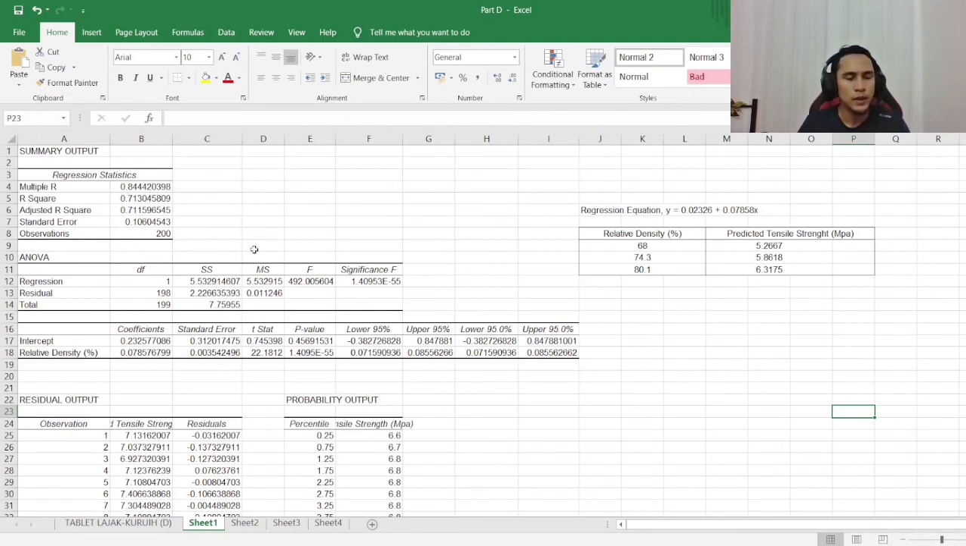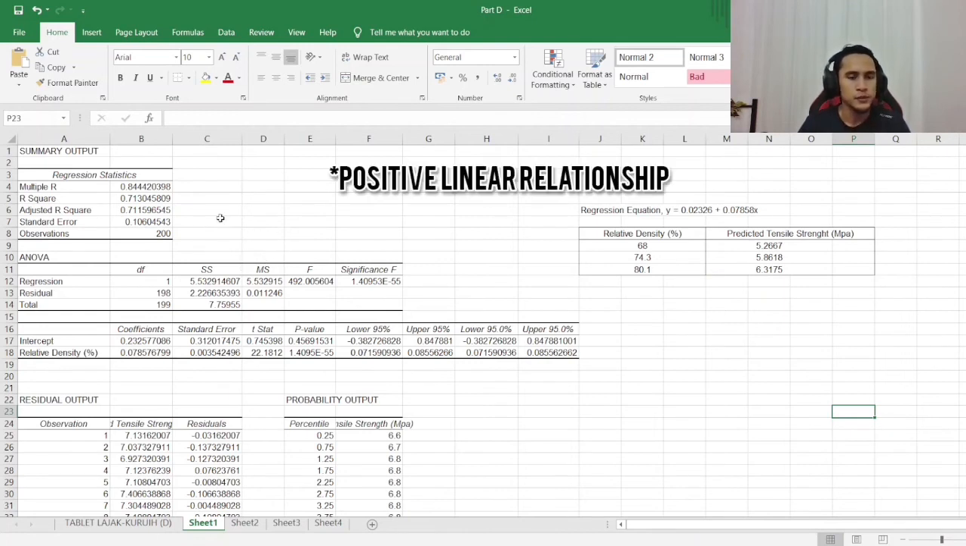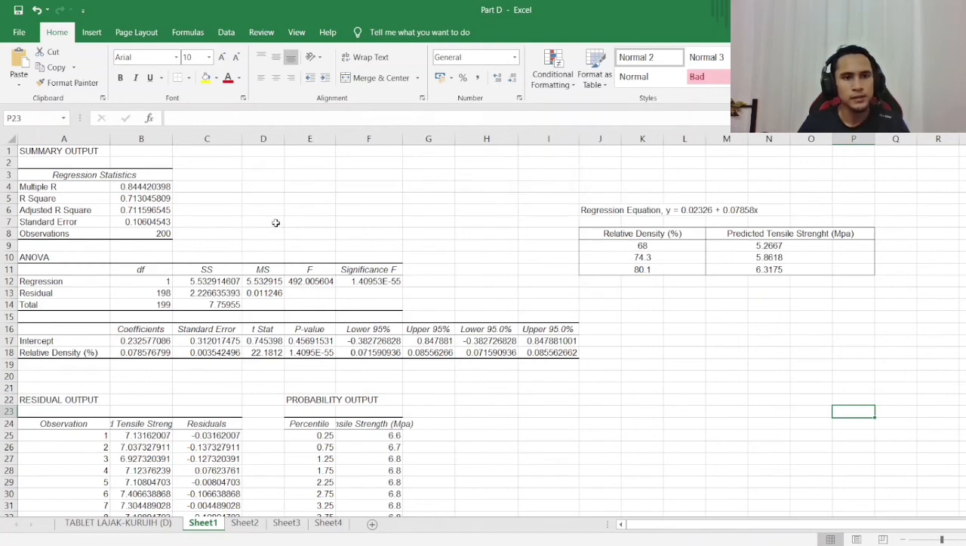The value is near to 1, the unity, so we can conclude that it forms a positive relationship between relative density and tensile strength. From this data, we can check the confidence interval for the relative density. The 95% confidence interval is 0.07159 and 0.08556. By using a hypothesis test, we can test the significance of regression where relative density is different from 0.